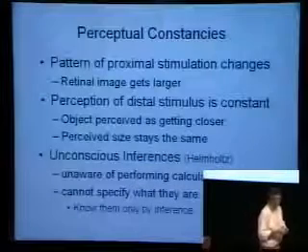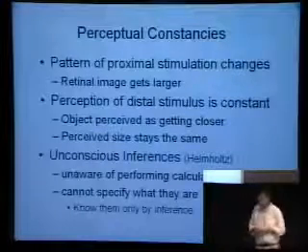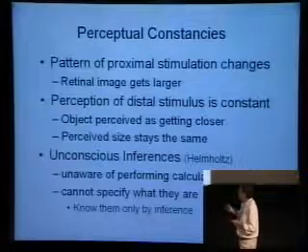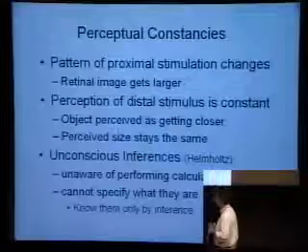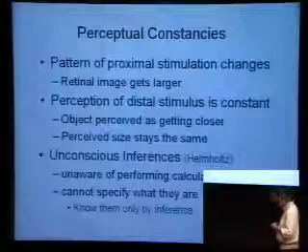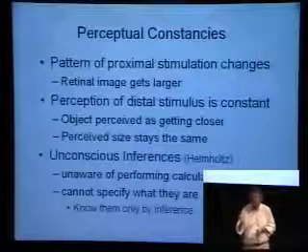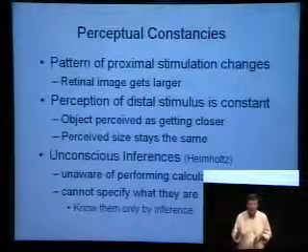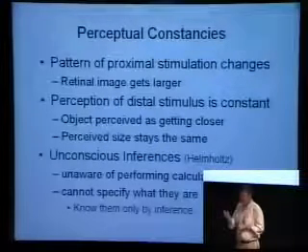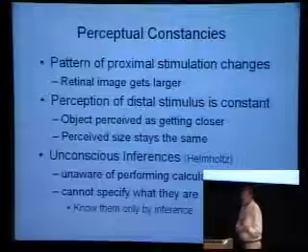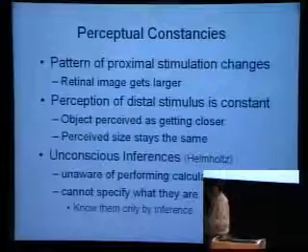Here is a broader, more abstract definition of what these perceptual constancies are all about. In every case of perceptual constancy, the pattern of proximal stimulation changes. In the case of size constancy, the retinal image gets larger, but the perception of the distal stimulus, the mental representation of the distal stimulus, remains constant. The object is perceived as getting closer, but it's not perceived as getting larger.